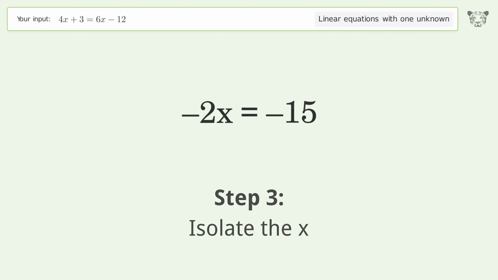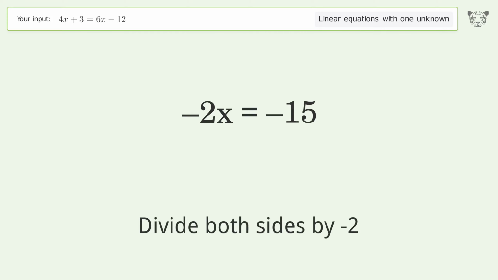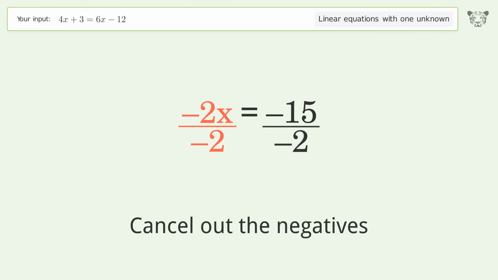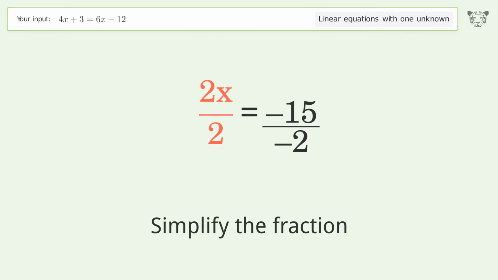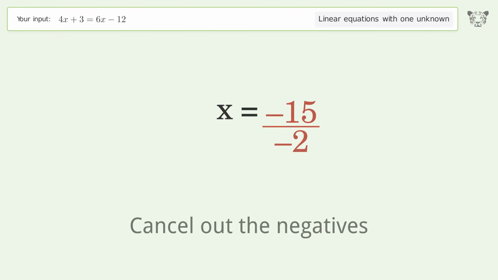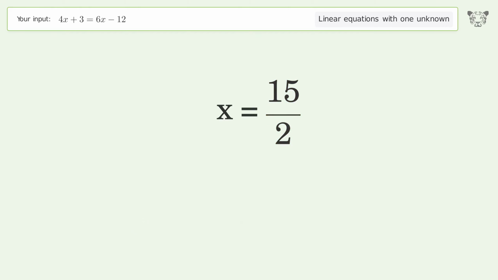Isolate the x. Divide both sides by -2. Cancel out the negatives. Simplify the fraction. Cancel out the negatives. And so the final result is x equals 15/2.